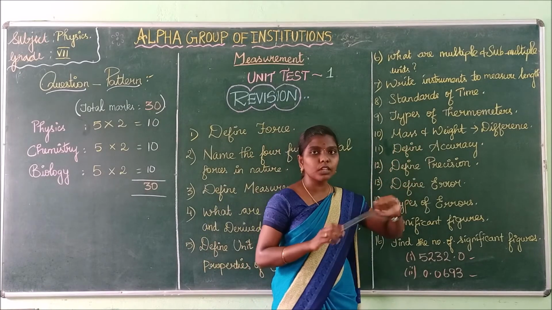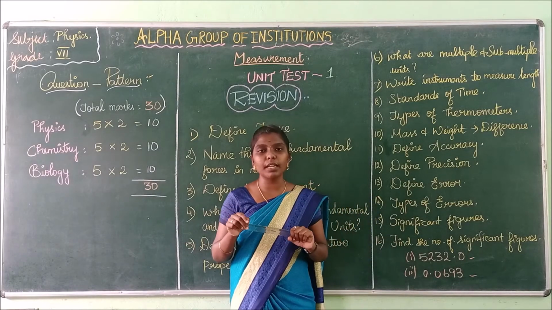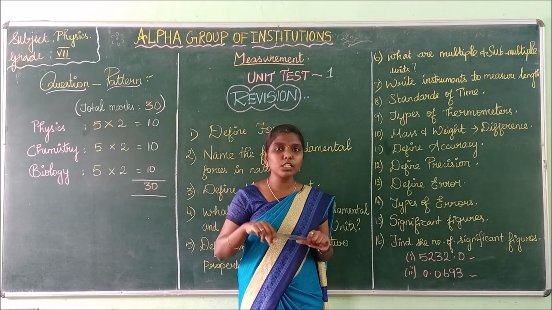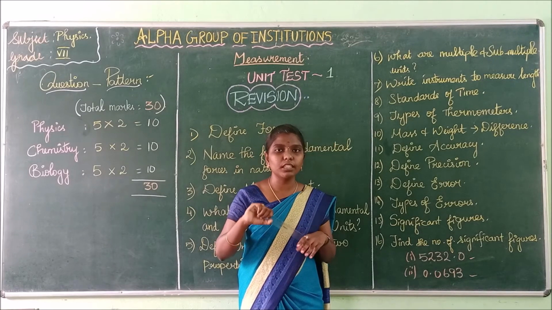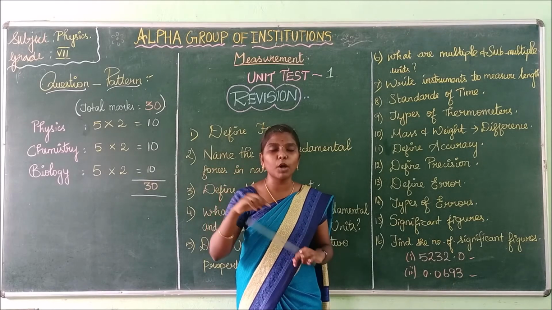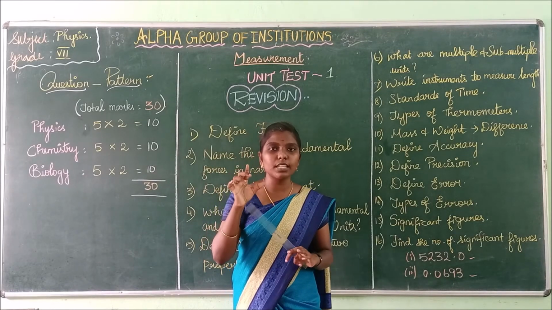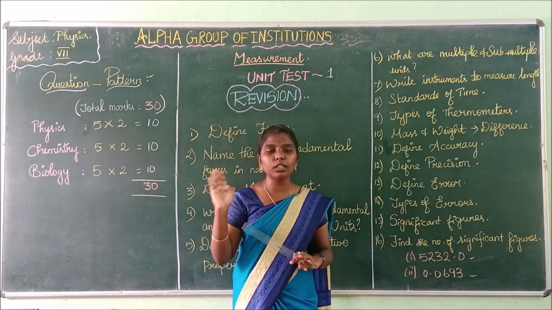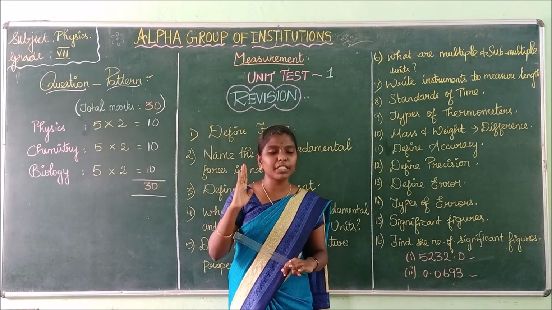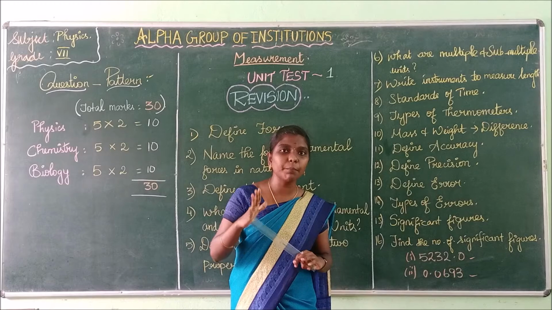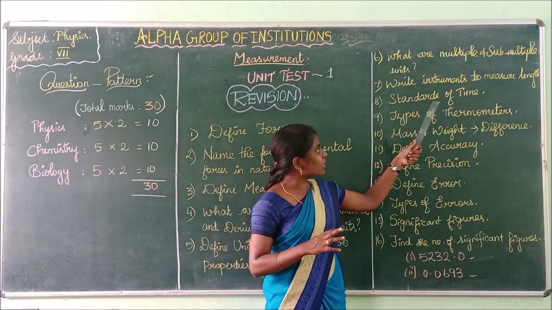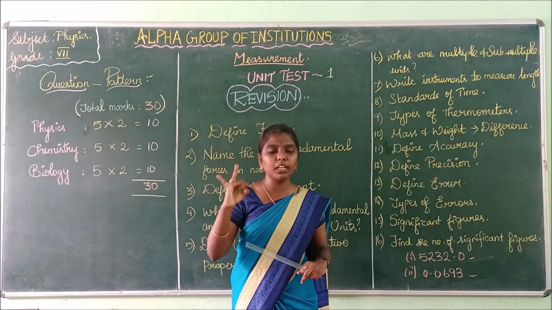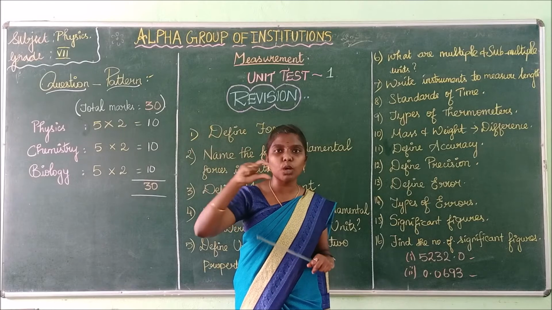Next, standard of time. What are the two standards of time? Solar year and leap year. What is solar year? The time taken by the earth to complete one rotation about its own axis. Leap year: if the year is divisible by 4, then it is called a leap year. For the standards of time, you have to write the definition of solar year and leap year.